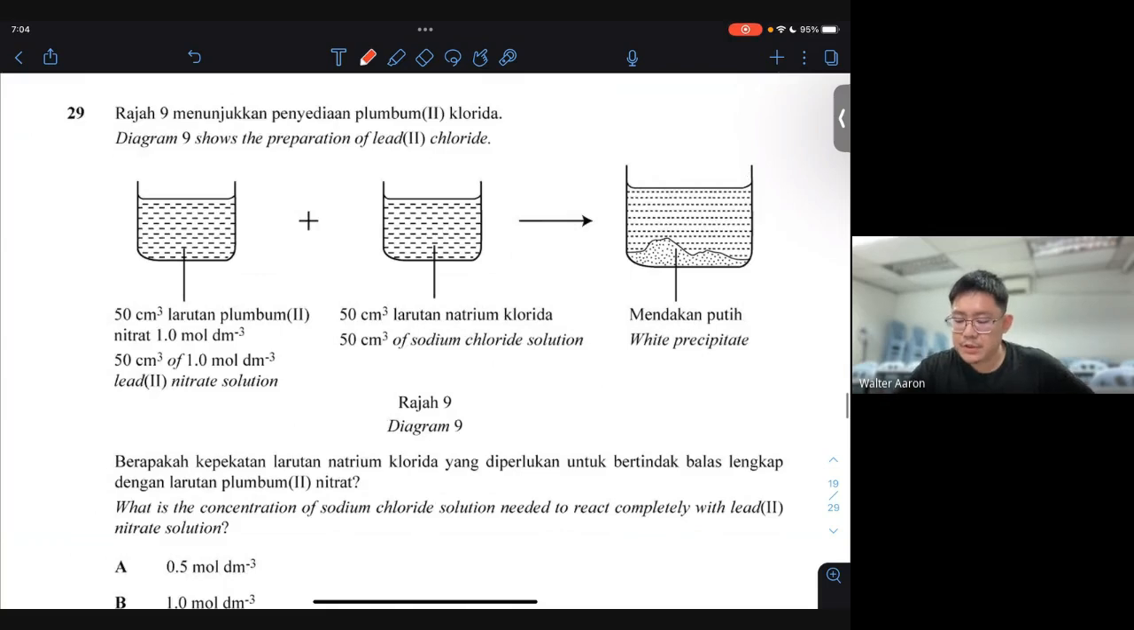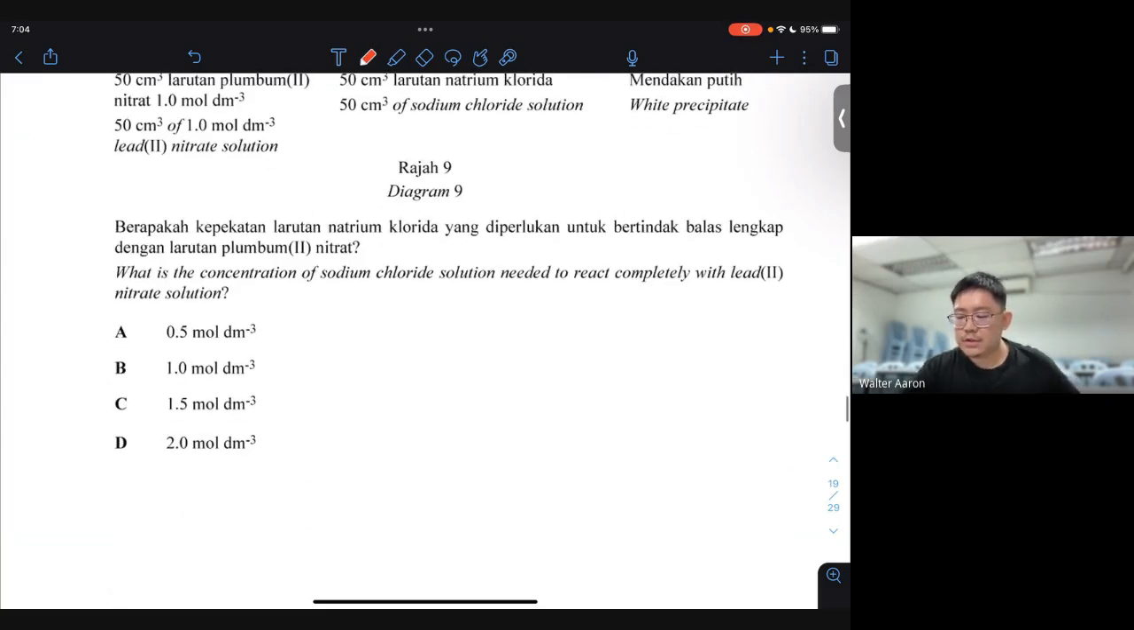29 shows the preparation of lead-2 chloride. So we have 50 cm cube of 1.0 mole per dm cube of lead-2 nitrate and 50 cm cube of sodium chloride solution to get a white color precipitate. It's asking you, what is the concentration of sodium chloride solution needed to react completely with lead-2 nitrate solution. So very easy. Let's write the chemical equation first. In any situation for questions like this, writing the chemical equation will give you a clearer picture. Right, so now we have lead nitrate reacting with 2 moles of sodium chloride to give you lead chloride, and also 2 moles of sodium nitrate.